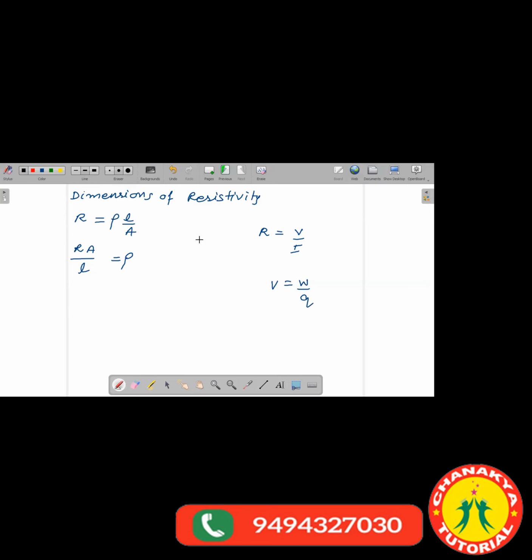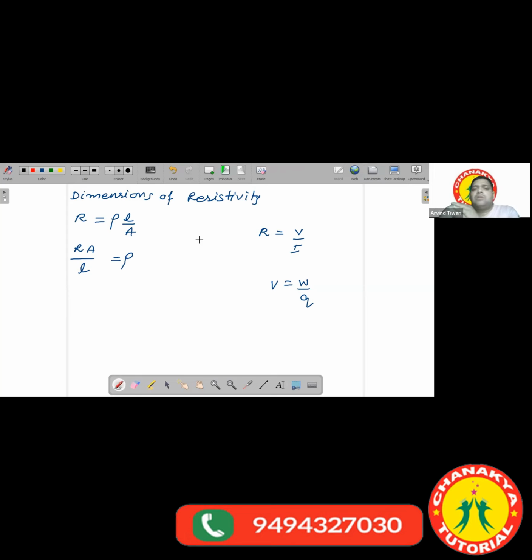Sir, ml 3 minus t minus. Okay. Very good. Do it again. Okay, so very good. See, you can try it out. Now I think all of you know how to find out the dimensions.